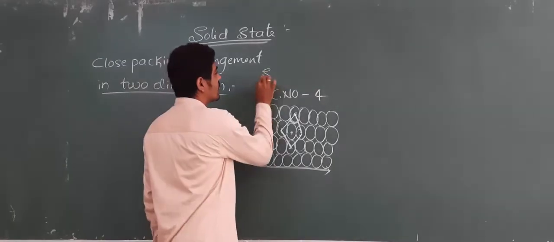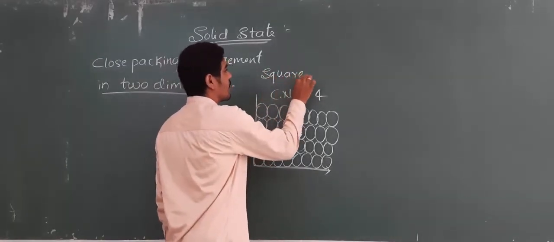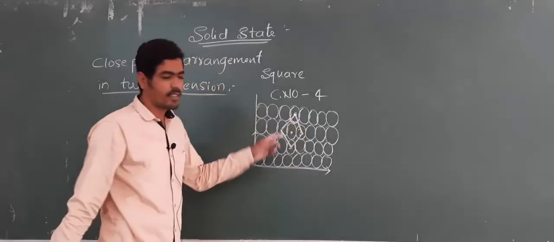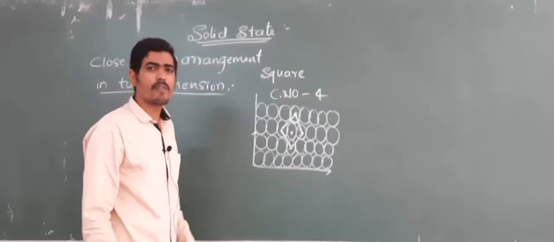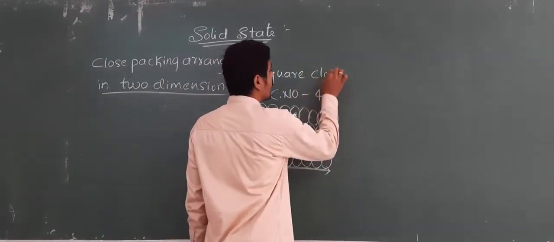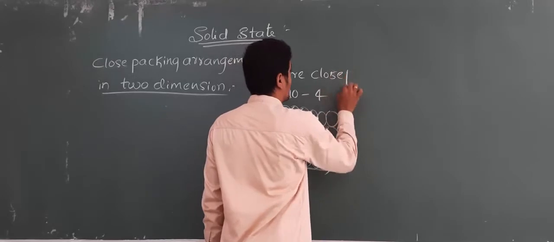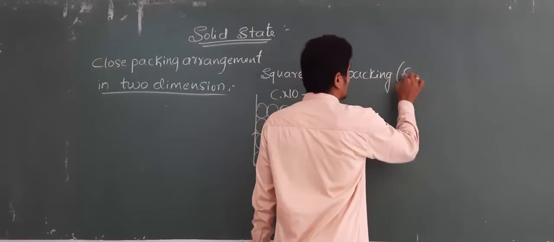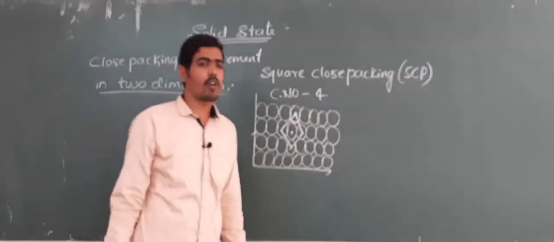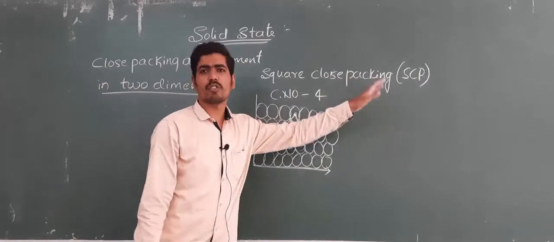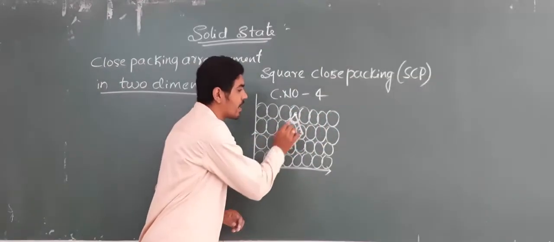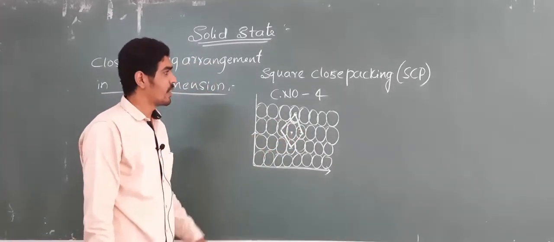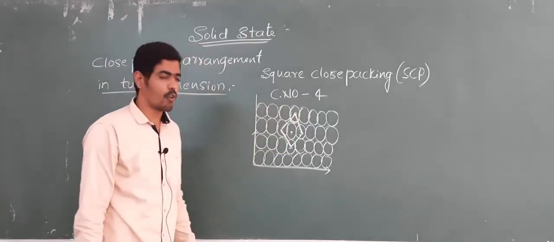I will get this square. Okay, a square is formed upon joining these centers, and hence this type of arrangement is said to be square close packing. Okay, square close packing, that is SCP. We will call it SCP, square close packing, because it forms a square when we join the centers of nearest neighboring atoms, and its coordination number is 4.